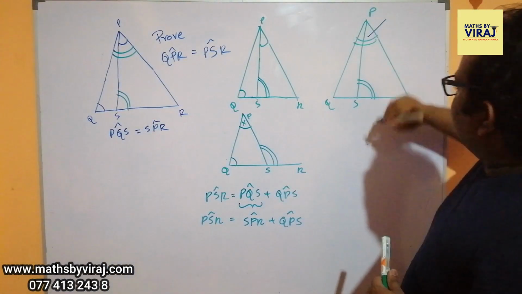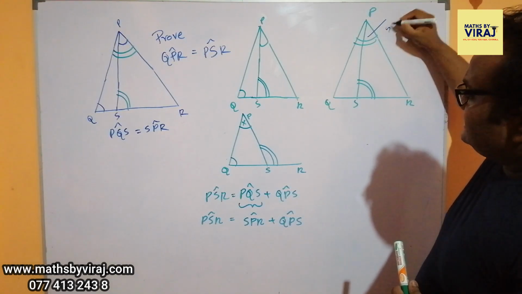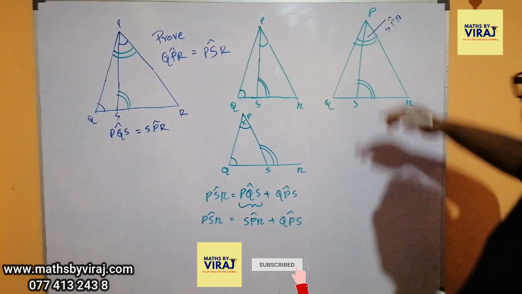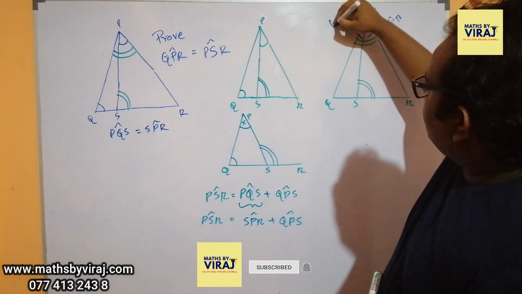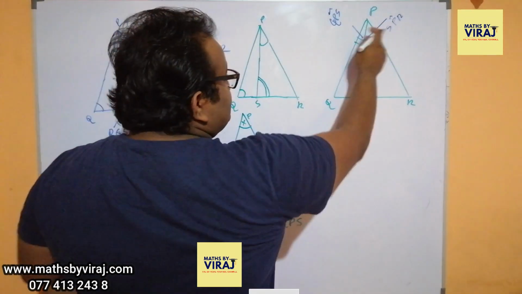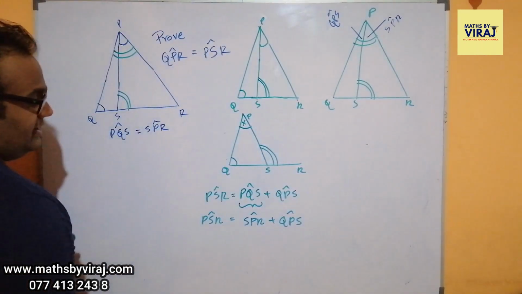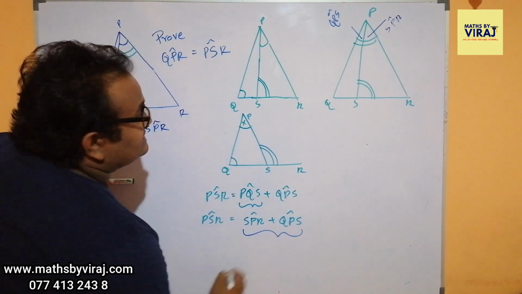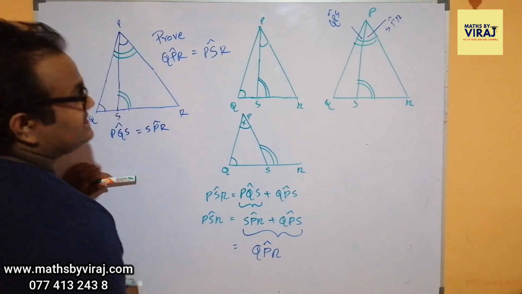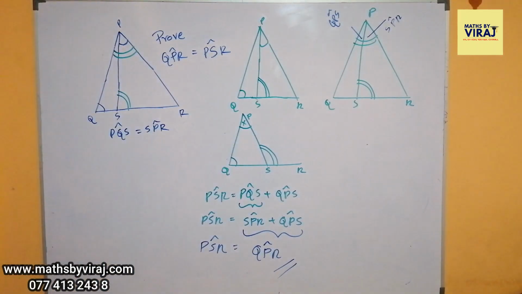This particular angle is angle SPR. This is the angle SPR and this is the angle QPS. Therefore, you see that these are the two adjacent angles for the angle QPR. Therefore, I can write all of this as angle QPR and this is equal to PSR. So we have proved what needs to be proved.